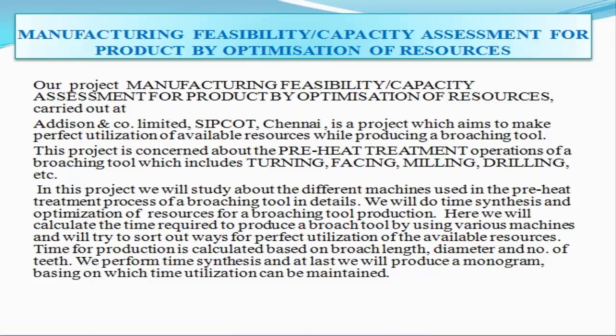Here, in this project, we will calculate the time required to produce a broach tool by using various machines, and we will try to sort out ways for perfect utilization of the available resources. Time for production is calculated based on broach length, diameter, and number of teeth. We perform time synthesis, and at last we will produce a nomogram based on which time utilization can be maintained.